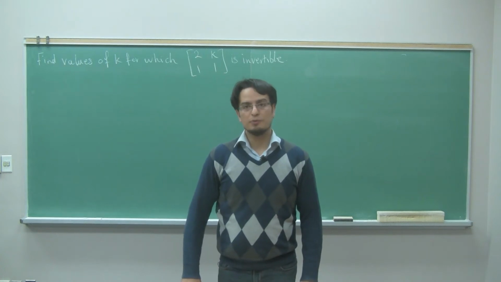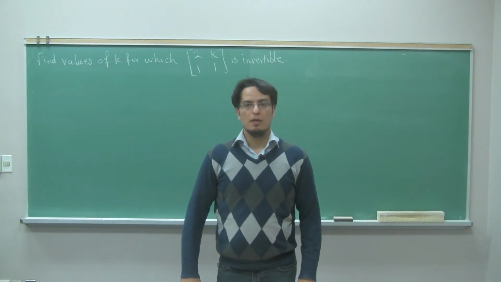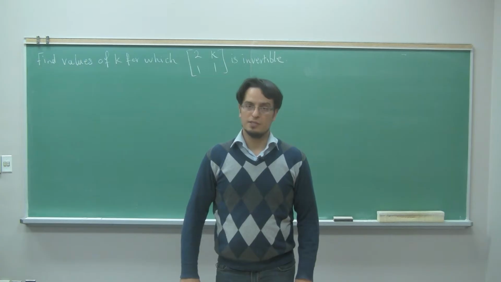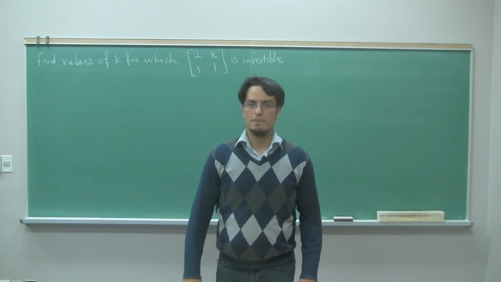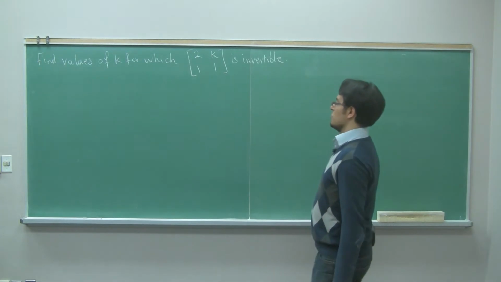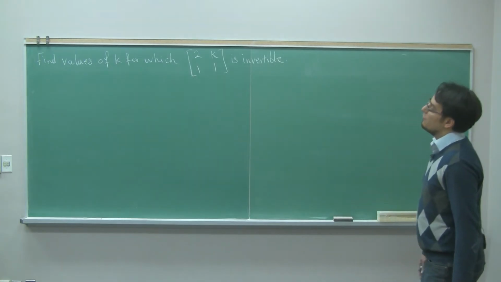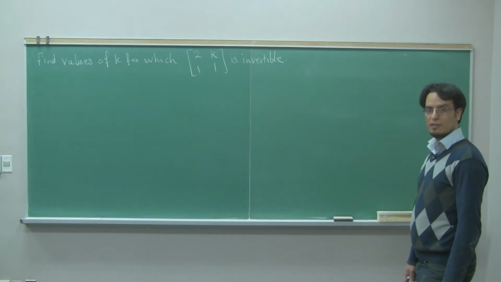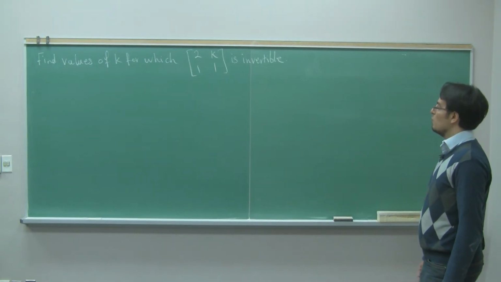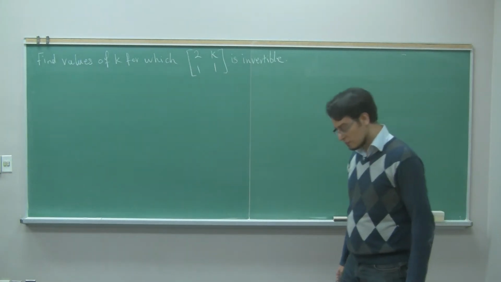Hello. In this Labtube, I will do an example about invertibility of matrices. And I'll show you how one can use elementary row operations to determine if a matrix is invertible or not. Let's see what the question asks. Find values of k for which the 2 by 2 matrix 2, k, 1, 1 is invertible.